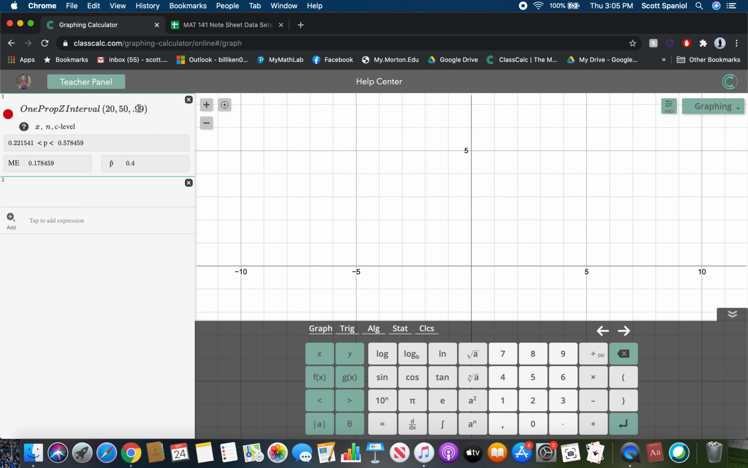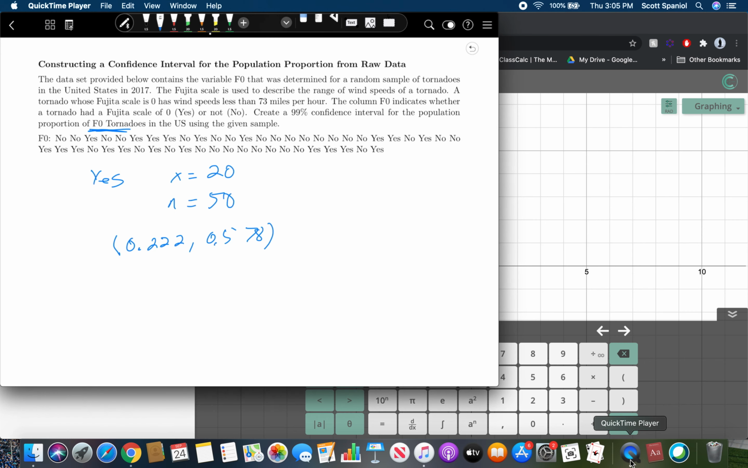So if you have a list of raw data, what you want to do is use Google Sheets to count up how many of them there are of each type, and then that'll allow you to find X and N.